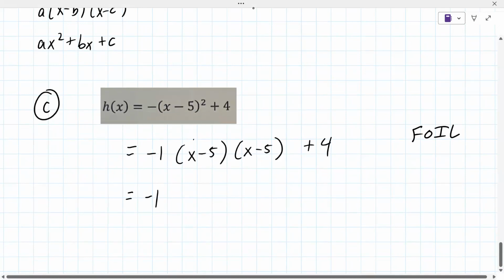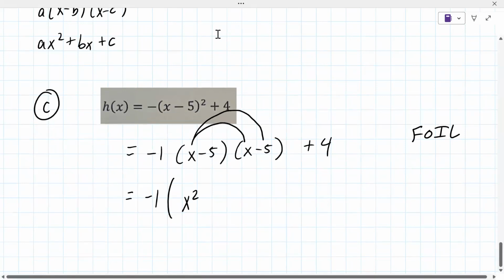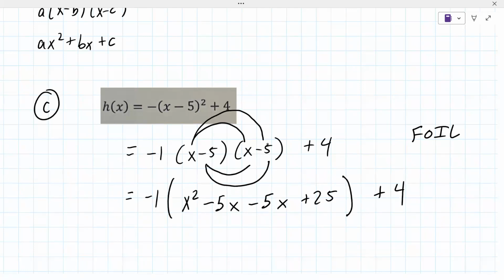Okay, so F stands for first times the first. So x times x is x squared. O stands for outside or outer. Some people call this the rainbow method. I've heard that. x times -5, so it keeps the sign, is -5x. I is the inner, so -5 times x, minus 5x. And then L is the -5 times the -5, which is the positive 25, plus the 4.